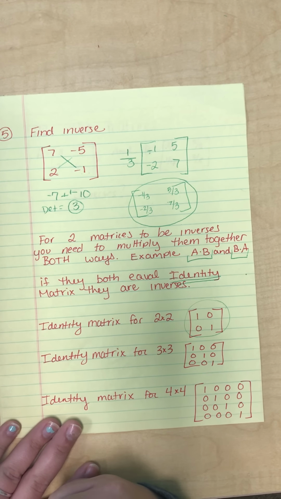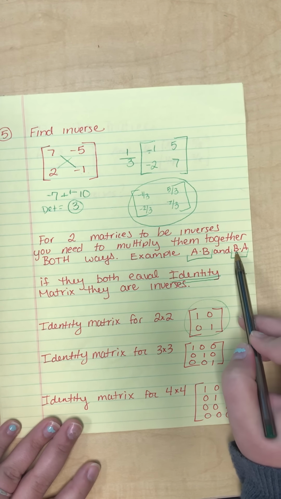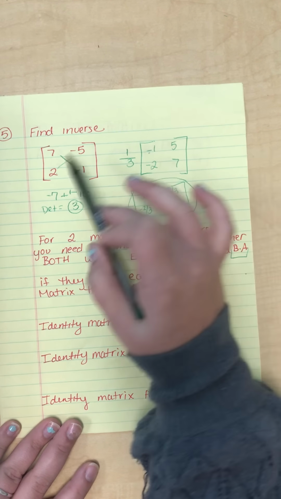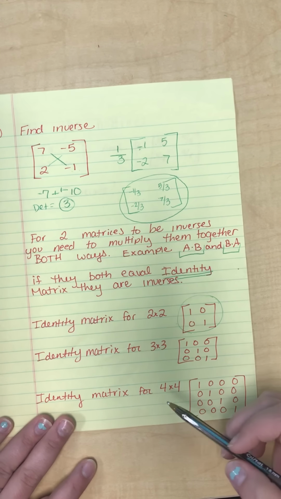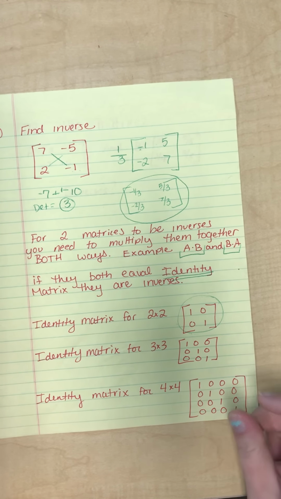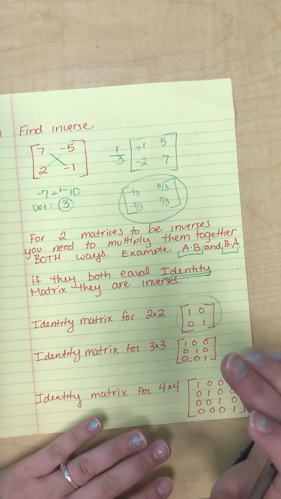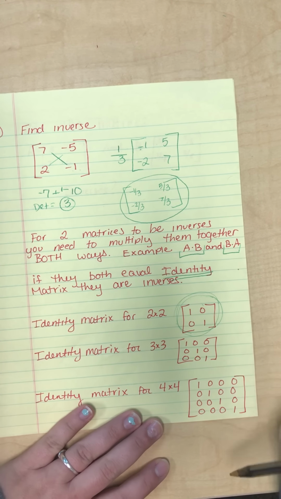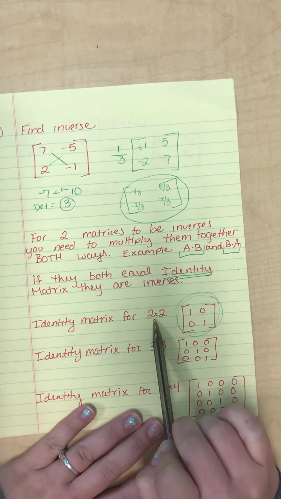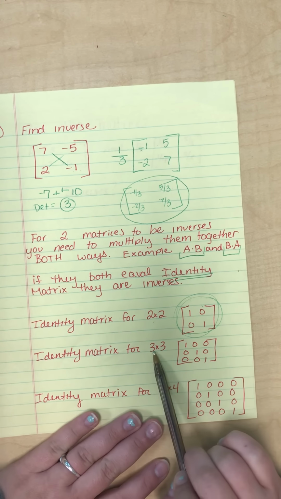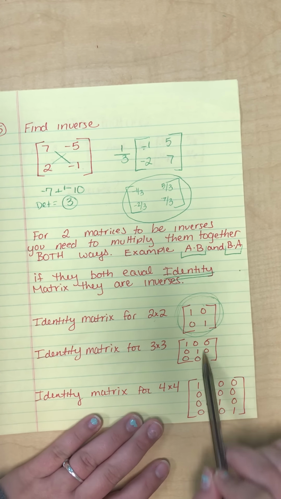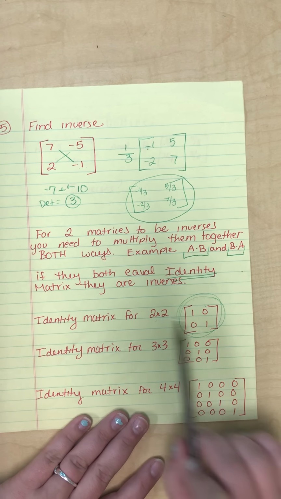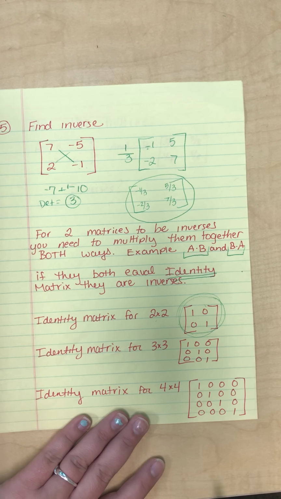That's your identity. And then if I multiply them the other way around, so if I take that other matrix B and I multiply it by this, they would also have to equal the identity. So if two matrices are inverses of each other, they will always multiply to be their identity. If you're multiplying two 2 by 2s, you'll get this. If you're multiplying two 3 by 3s, you'll get this. 4 by 4s, you'll get this. So these are the identity matrices for a 2 by 2, a 3 by 3, and a 4 by 4.